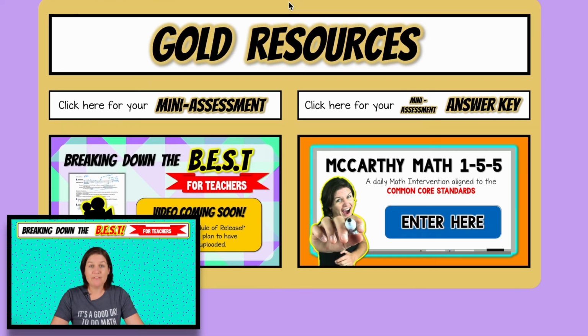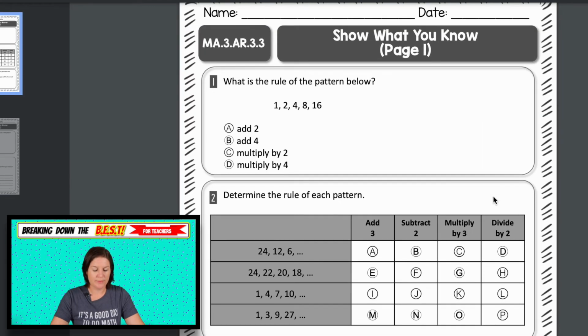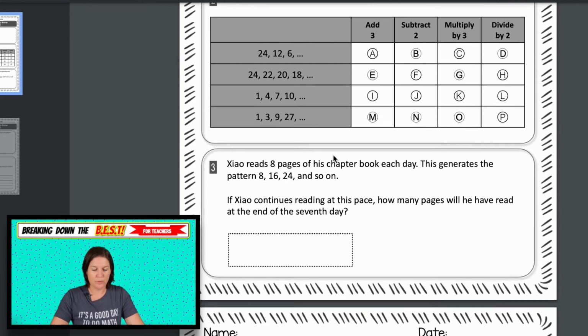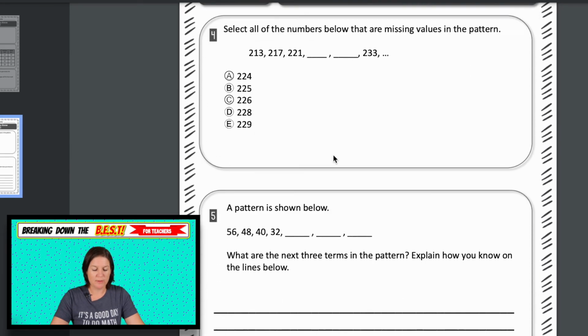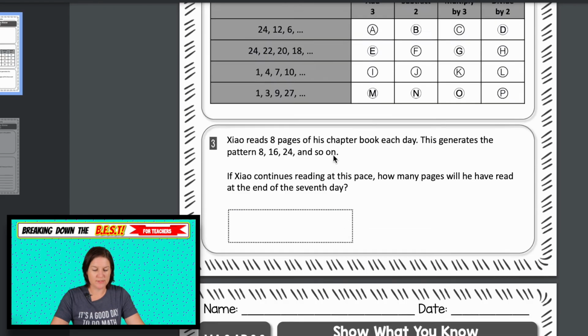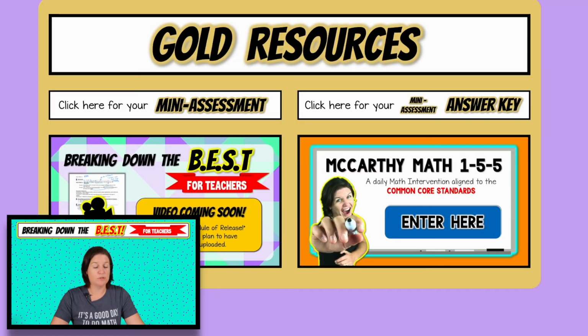The main benefits of having the gold plan are the mini assessment and McCarthy Math 155. For the mini assessment, we have some practice here with different question types. It's usually about 4 to 5 questions for these mini assessments. You can use them as a mini assessment, as a practice assessment, or just as a review, however you want to use it. One cool perk about having the gold plan is that you get these episodes of Breaking Down the Best ad-free, right there with the resources. So you're right where you need to be.